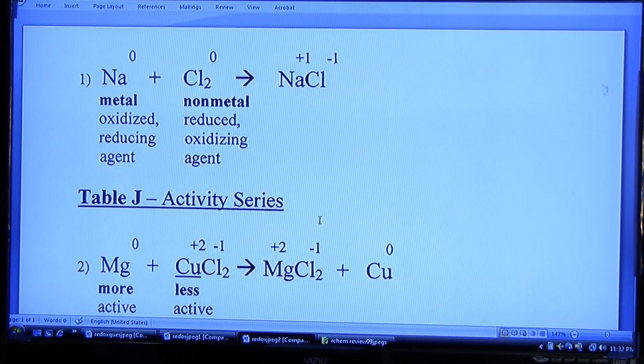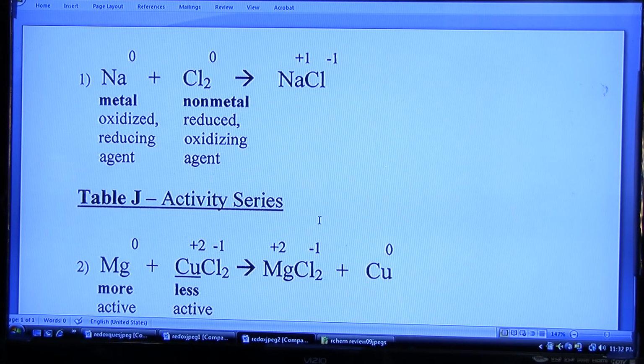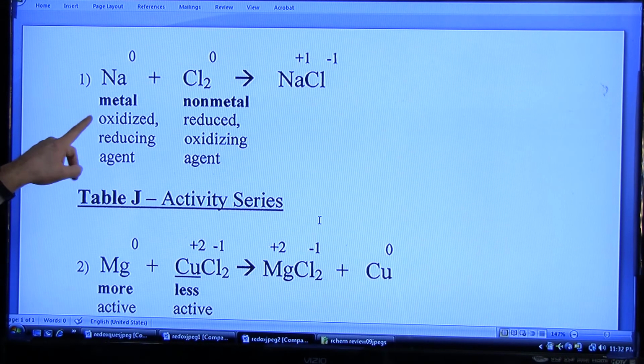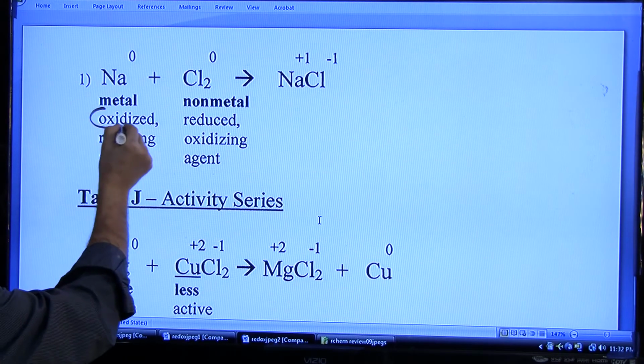The first one is when a metal combines with a nonmetal. Remember, metals are losers and nonmetals are gainers, so we have a loss and a gain of electrons, so therefore it must be a redox. In this case, since the metal is losing electrons, it's getting oxidized, and it would be the reducing agent. So the metal would be oxidized.